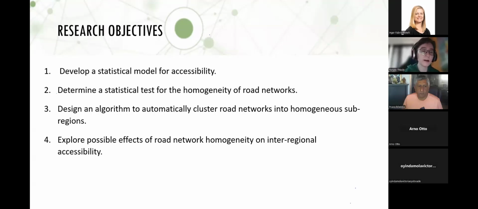Then thirdly, I wanted to design an algorithm to automatically cluster road networks into homogeneous regions. So that's part of the region selection problem based on the road network structure. And then finally, to use research objectives 1 to 3 to explore the effects of road network homogeneity on interregional accessibility. So basically, how does road network structure, at least one aspect of it, influence accessibility?